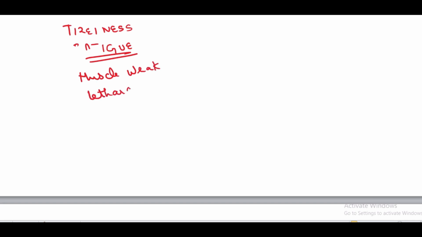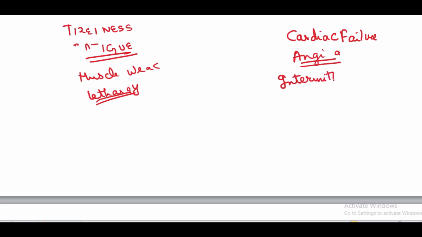Now let us discuss the symptoms of anemia. What are the general symptoms? One would see tiredness, feeling unusually tired. There is a feeling of fatigue, getting tired quickly with little effort, muscle weakness, lethargy. In older patients, there may be cardiac failure. The heart is unable to pump blood. There may be angina, chest pain due to reduced blood flow to the heart. There may be intermittent claudication, pain in the legs while walking. There may be visual disturbances.